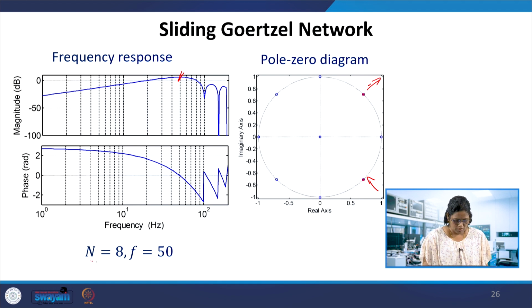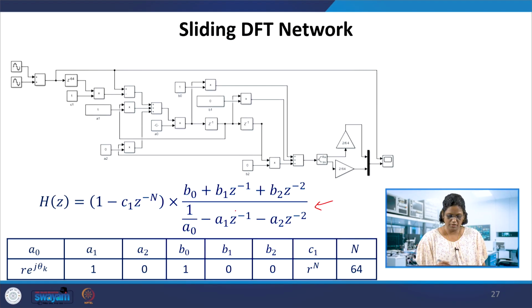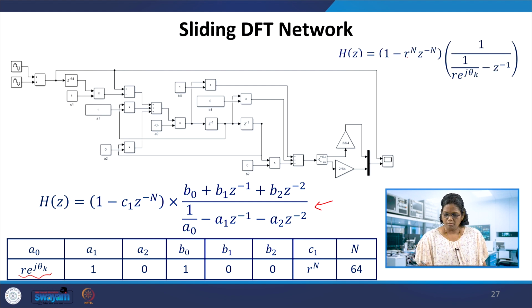So here we have chosen n as 8, whereas in the simulation we used n equal to 64 to show the waveform which has more points. So now the sliding DFT network, from the general DSP network, has this R introduced, R e power j theta k, this is A naught, k refers to the bin here, A1, A2, B0, B1, B2, C1, R to the n, and 1 minus R to the n, z to the minus n by this.